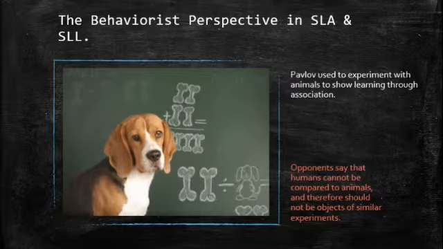That's why opponents say that humans cannot be compared to animals, and therefore they shouldn't be objects of similar experiments, like the one which was made with a baby and rats.